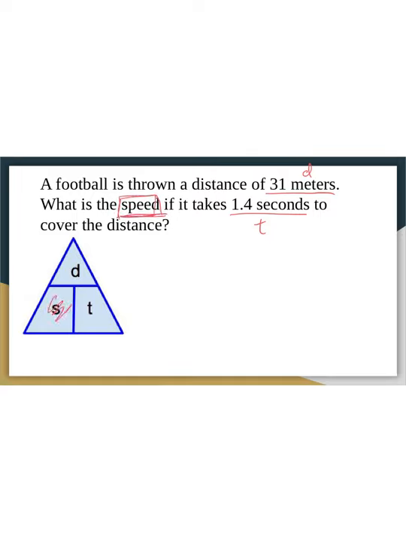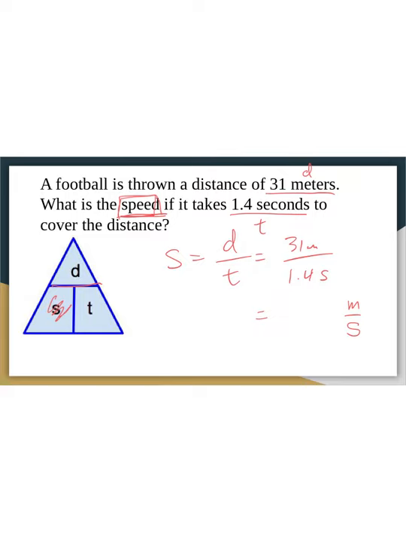We cover that up. And so we have the letter S equal to the letter D divided by T, because it's over, that means divided by. So now if we were to plug that in, our distance is 31 meters and our time is 1.4 seconds. Now the units do not cancel out, so I know my answer is going to be meters over second. And I just punch it out in the calculator.